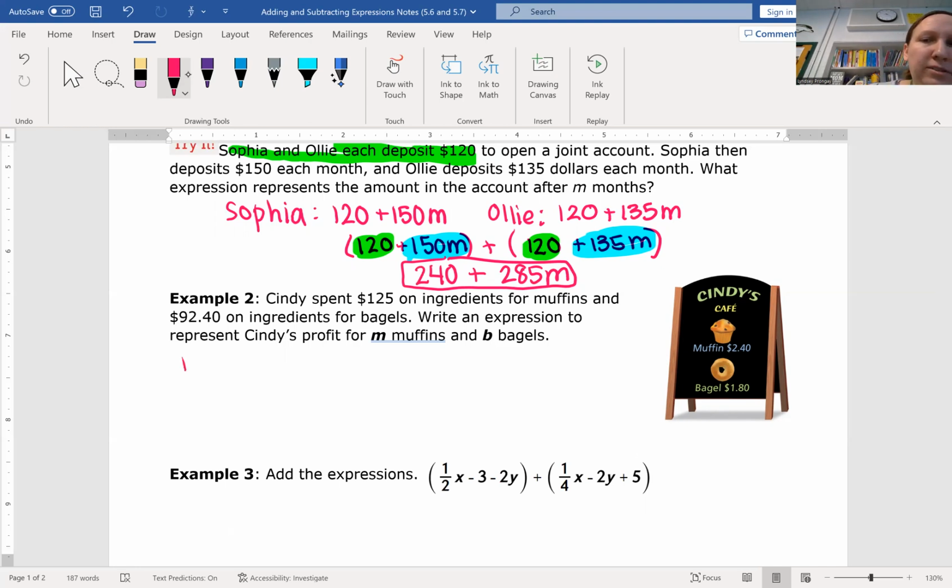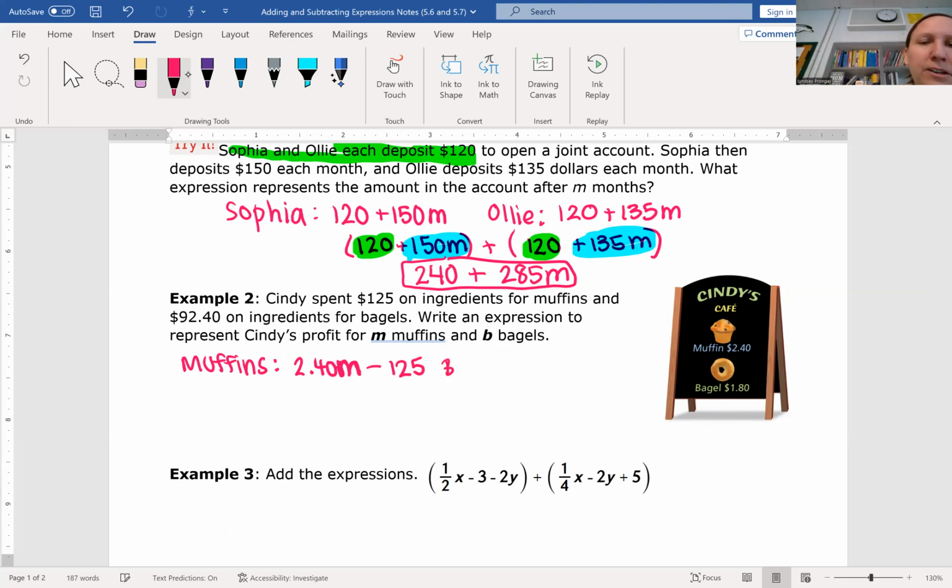So for bagels, I'm going to start with muffins. So for muffins, she sold them for $2.40 each. And it's M muffins. So the money she brings in from selling them is going to be $2.40 times M, the number of muffins she sells. However, she spent 125 on ingredients for muffins. So that's money she spent. That's a negative. So we need to subtract from that the 125.